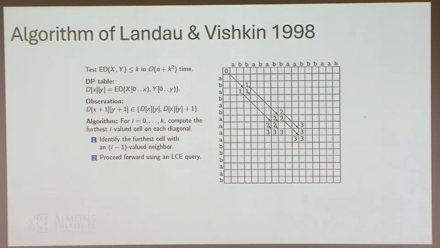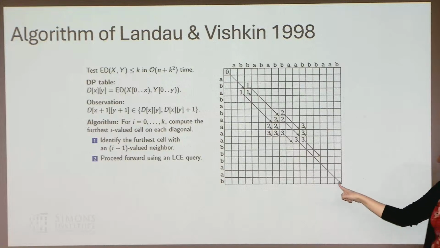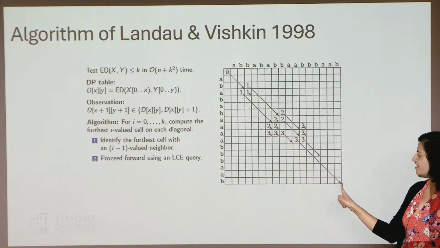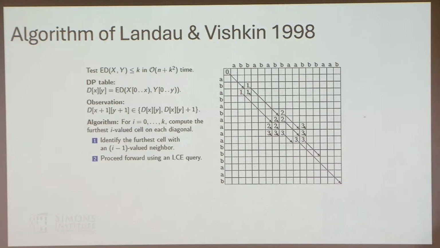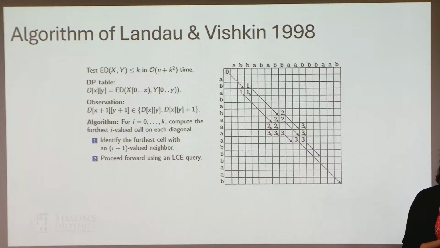After that, you are looking at value 3. And with value 3, you can, in fact, reach the bottommost corner here. So the edit distance between X and Y in this example is 3. And what are you doing over here? You're trying to find out whether the edit distance is below K or not.